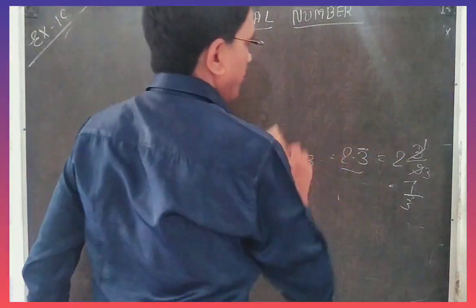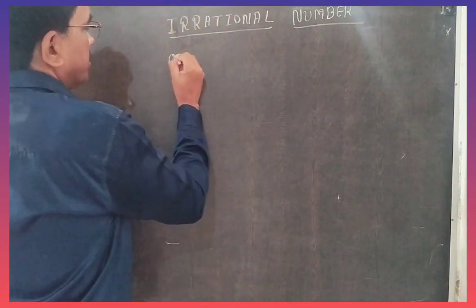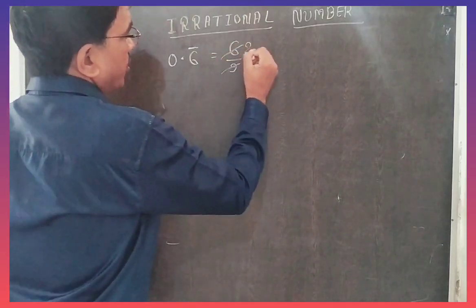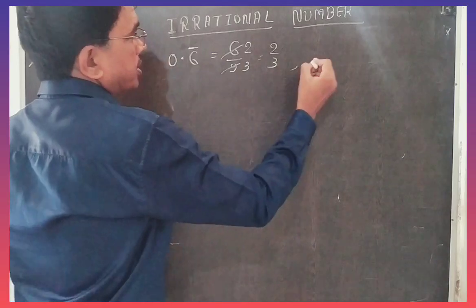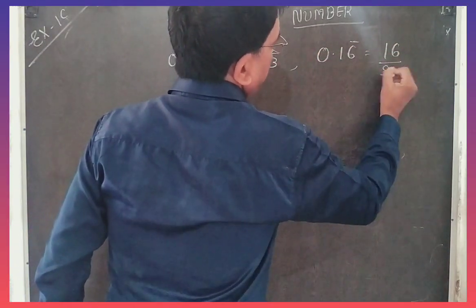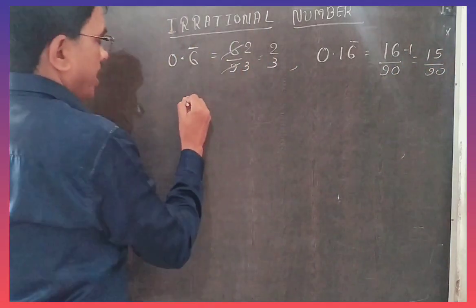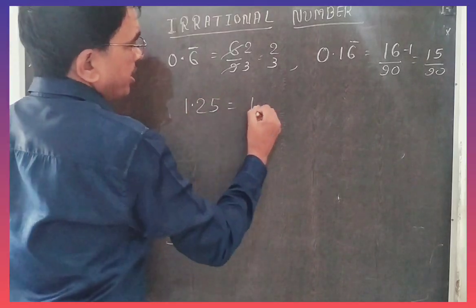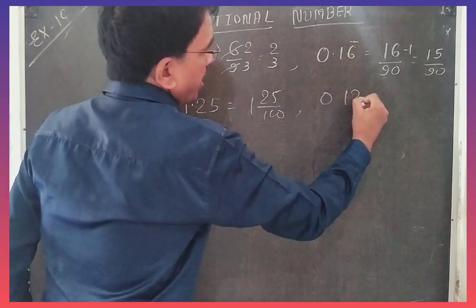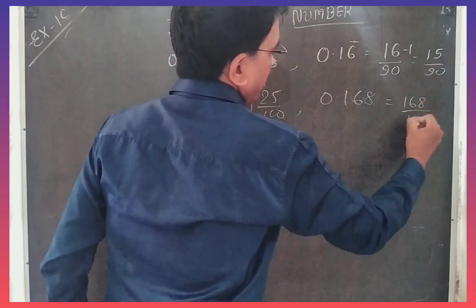You write some questions. See here, some examples. Suppose you write 0.6 recurring, then you can write 6 by 9, that is 2 by 3. Similarly, you write 0.16 recurring, then you write 16 minus 1 by 90, that is 15 by 90. Here is 1.25, no recurring, then you write 125 by 100. You write 0.168, then you write 168 by 1000.